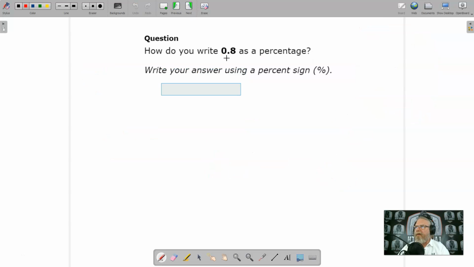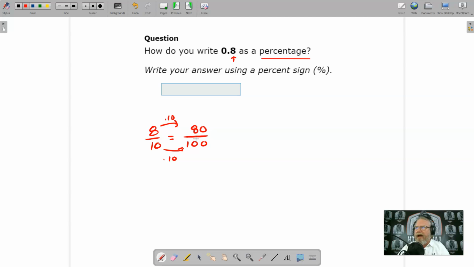All right, how do you write 0.8 as a percentage? Well, if we think about this, if we were to read this, the 8 is in the tenths place, so we would say, oh, that's 8 tenths. But we want it as a percentage, so that means parts of 100. So we would have to have a fraction that is equivalent to 8 tenths that has a denominator of 100, because we want to talk about 100 parts. And if we're going to multiply 10 times 10, then we need to multiply the numerator 8 times 10 as well, and end up with 80 over 100.